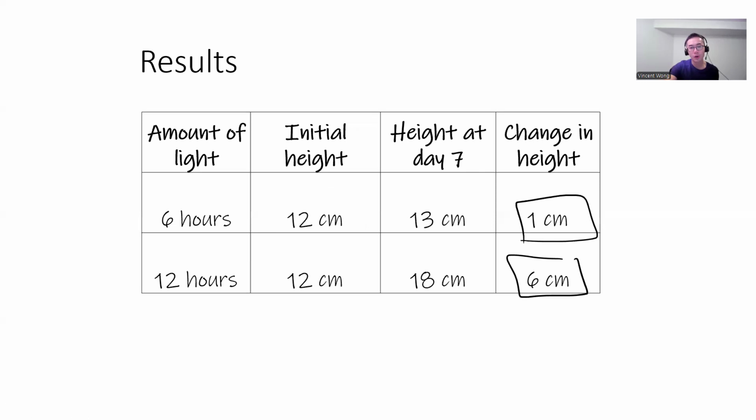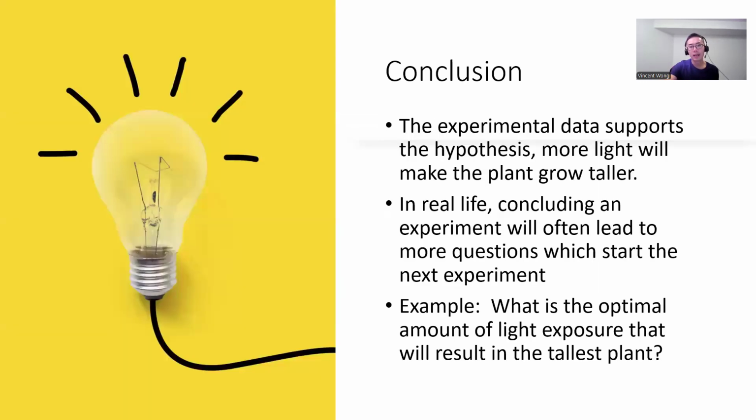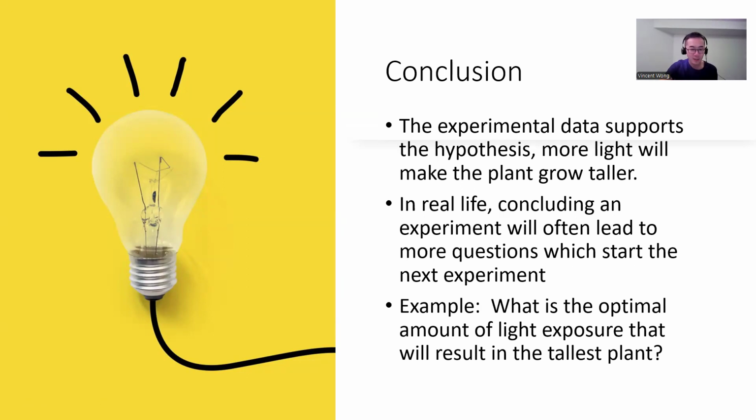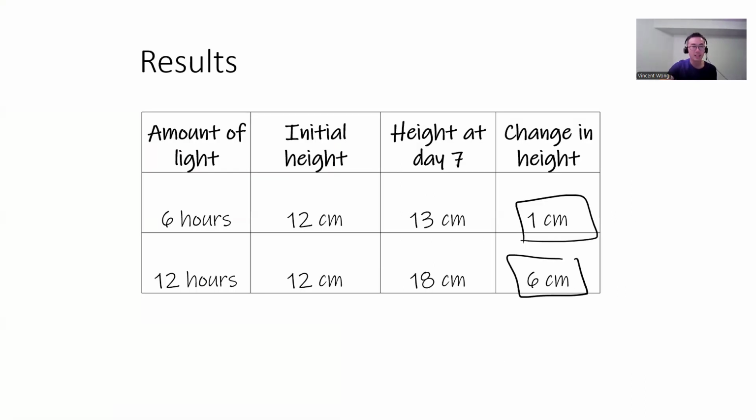So based on this result, we can conclude that the data supports the hypothesis, and more light will make the plant grow taller. Now I have to emphasize that this is an oversimplification of how science is done. If someone were actually to do this in real life and then come to this conclusion, it's actually pretty bad science, okay?